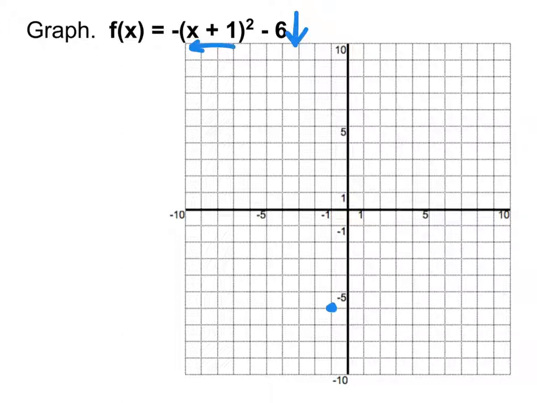And so then, since it's squared, it's a U shape. The only difference is that instead of our U opening upward, our U is going to be opening downward. And so from that starting point there, I'm going to go over 1, down 1 on both sides. And then I'm going to go over 2 and down 4 on both sides as well. And that's the limit of our graph. We can't go any further down past that, so that's where I'm going to go ahead and now draw in my curve that goes through those points. And I'm done with that graph.